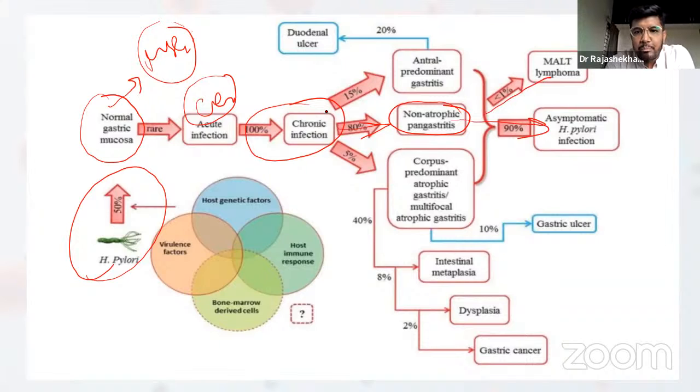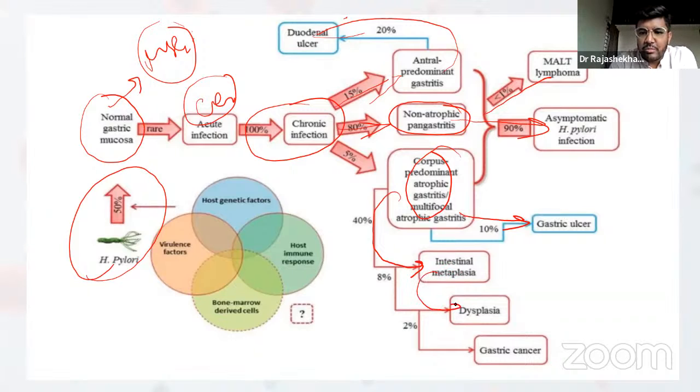So this particular non-atrophic pan-gastritis can either progress to the asymptomatic infection or sometimes it can progress to the lymphoma. In some patients, it presents as the antral predominant gastritis, which can have a duodenal ulcer. In some patients, it can have a corpus predominant atrophic gastritis or a multifocal atrophic gastritis. In very rare patients, it can present as a gastric ulcer. In the majority of the patient, it progresses into metaplasia or sometimes dysplasia and progresses into the gastric cancer.